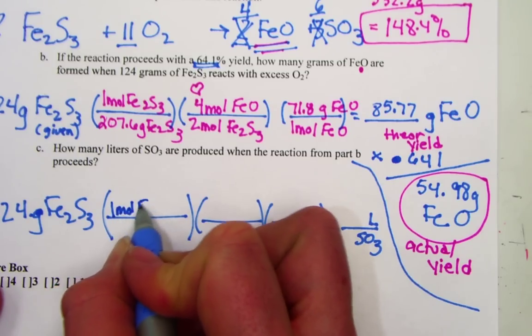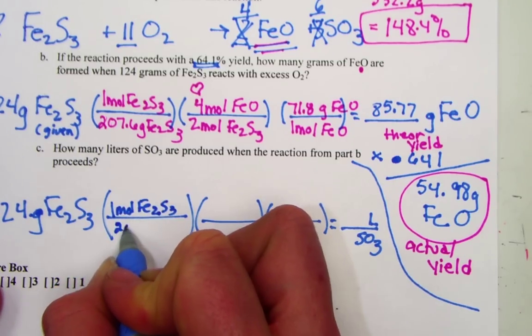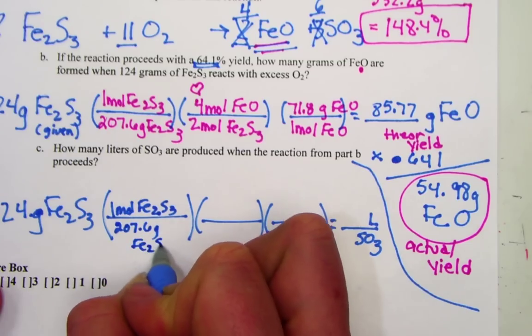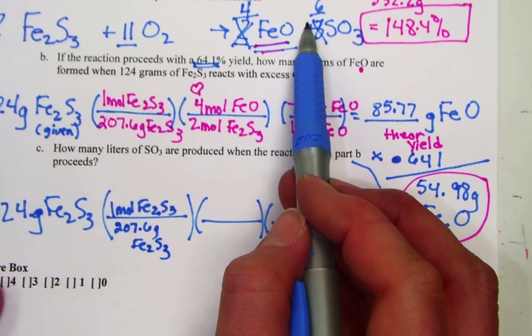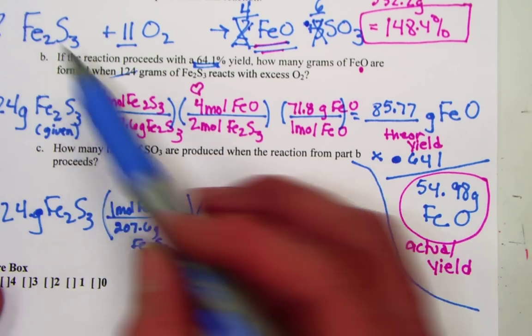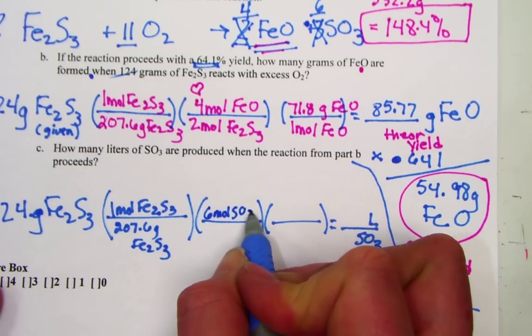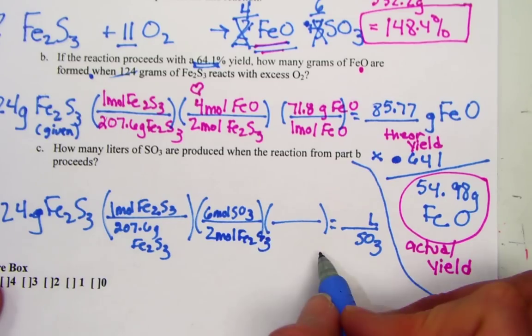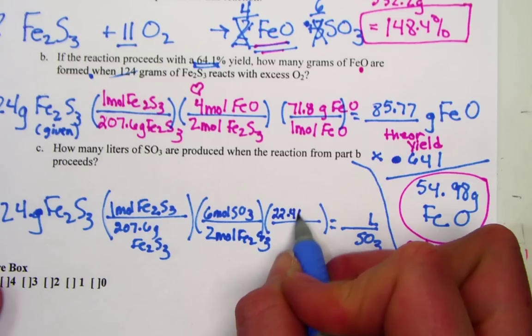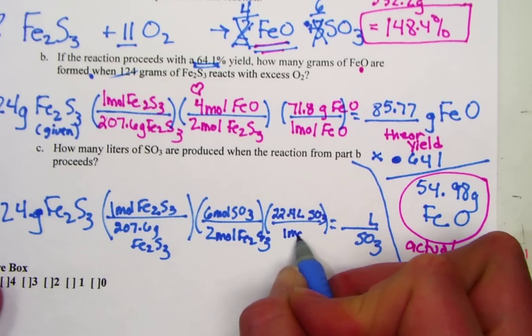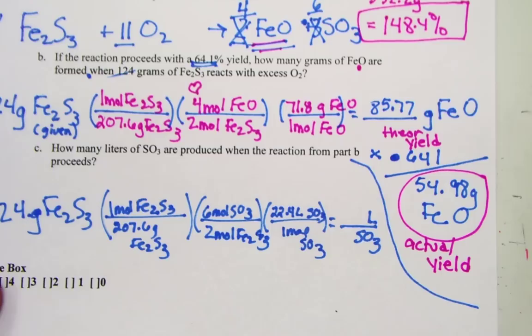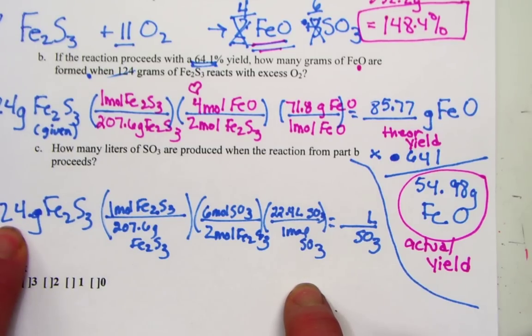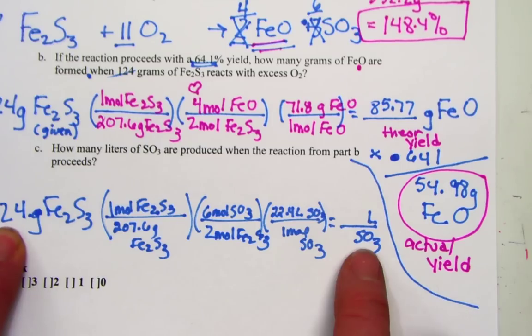We would have the same first step as up above. Fe2S3 has a molar mass of 207.6 grams of Fe2S3. We want over given: 6 moles of SO3 set over 2 moles of Fe2S3. To land at a volume unit, we use our molar volume conversion, 22.4 liters in every 1 mole of sulfur trioxide. When we start with 124 grams of our reactant, Fe2S3, we divide, ratio, multiply to land at the theoretical volume of SO3, our second product.